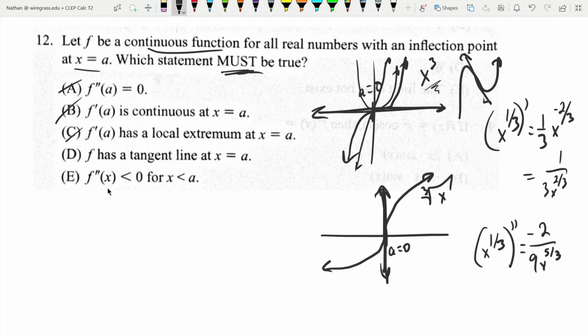But let's look at E. F double prime is less than 0 for x less than a. This is saying that the second derivative has to be less than 0 for anything less than a. And I don't know why you'd ever need that to be the case. Like if you just flip the function, you would just have the opposite side of this. So I'm sure E can't be true. So D has to be true.